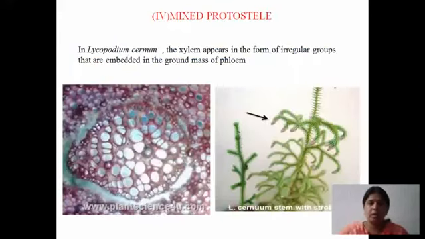Mixed protostele. In Lycopodium cernuum, the xylem appears in the form of irregular groups that are embedded in the ground mass of phloem. Here you see the xylems are in the form of irregular groups and in between them phloem is present.